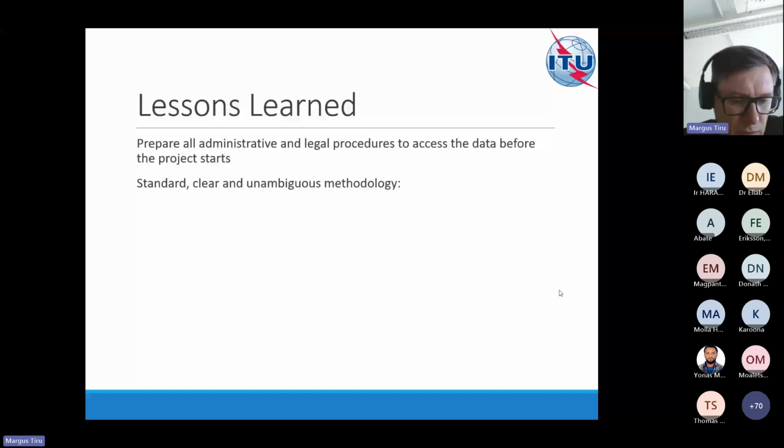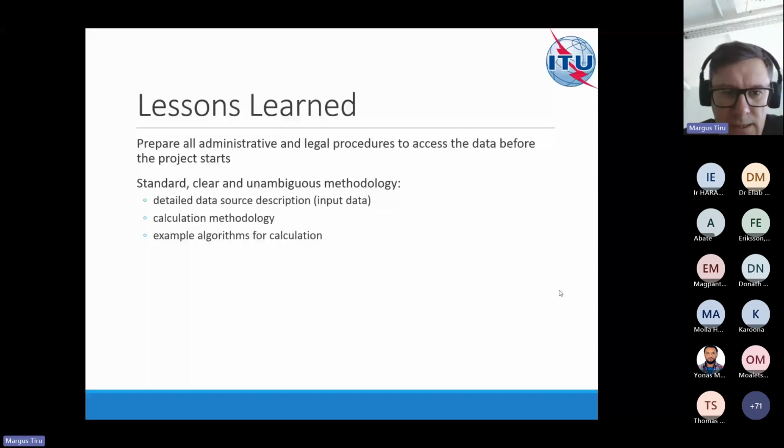Yes, we started with the idea that maybe we could dig into data and do some explorations. No, because in most cases we were not able to dive into the data to do data mining. We had to create a very clear and standard methodology without any ambiguity. Definitely, this involves, for example, detailed data source description. What is the data source that we require? What is the calculation methodology for each indicator? Also, providing example algorithms or software or code for the calculation of these indicators.